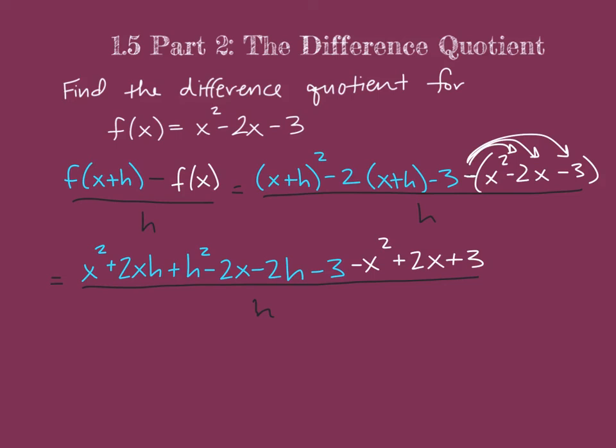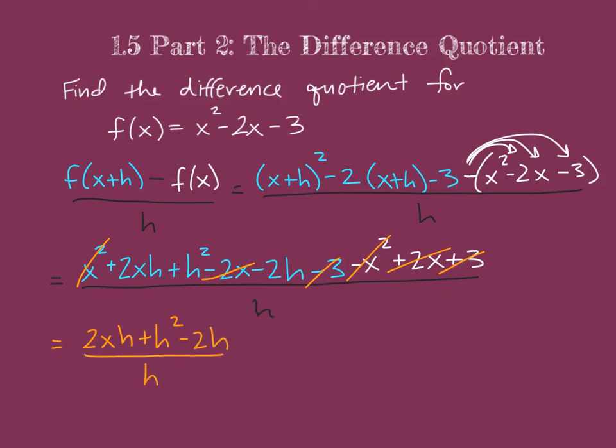This one's a little more complicated, right? But everything that doesn't have an h in it is going to cancel. So let's take a look at all the stuff that's going to cancel. We have a positive x squared and a minus x squared. That doesn't have h in it. It's going to go away. We have a minus 3 and a plus 3. We have a minus 2x and a plus 2x. So all the stuff that's remaining has an h in it. So it's 2xh plus h squared minus 2h all over h.